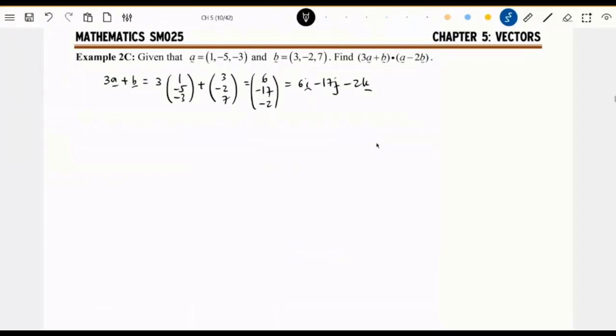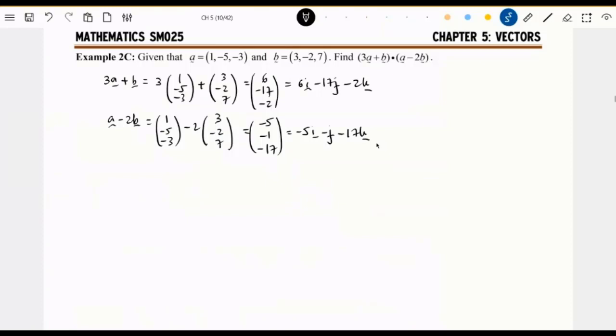The second bracket is A minus 2B. So we have 1, negative 5, negative 3, minus twice of B, which is 3, negative 2, 7. So 1 minus 6 will be negative 5, negative 5 plus 4 will be negative 1, negative 3 minus 14 will be negative 17. Okay, so that's how we find the position vector for each bracket.